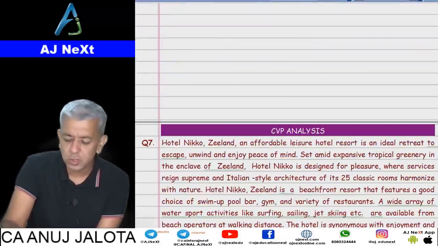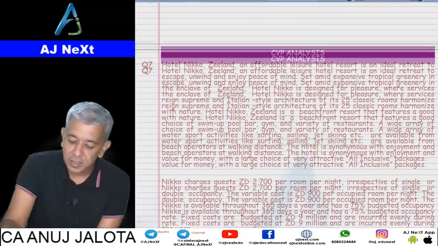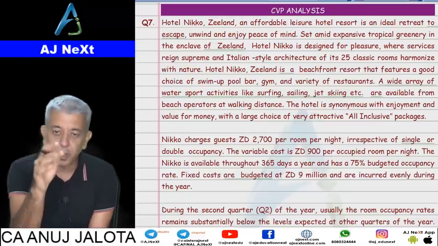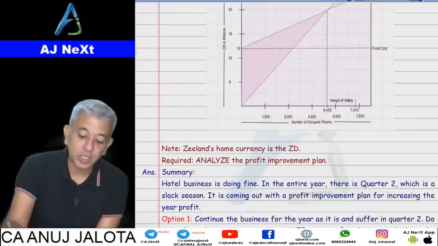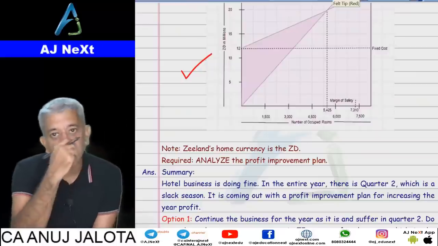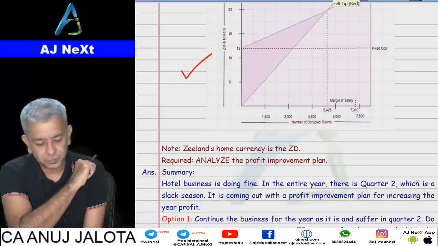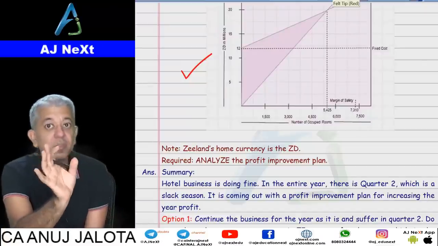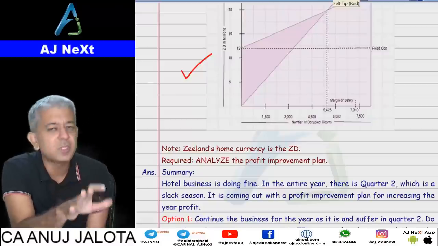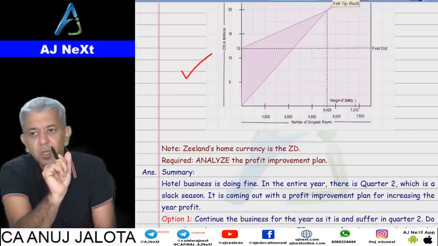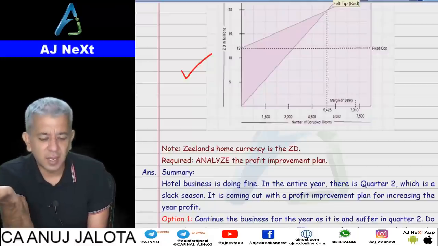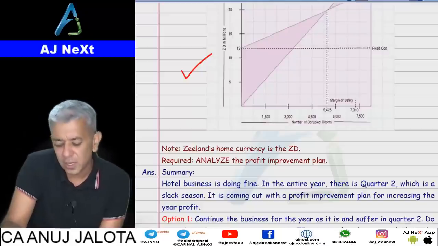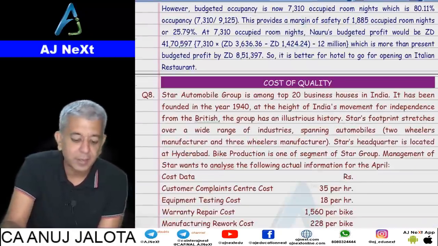Then you have CVP analysis. This is one question which is there in the modules also, on a hotel. In this question there is one graph. This graph is part of the question and not part of the answer. From this graph, you have to get the answers. In terms of the numerical, this is also one of the good questions. This question is there in our latest costing book also, apart from the modules. So if you have done it, then you might not require it.